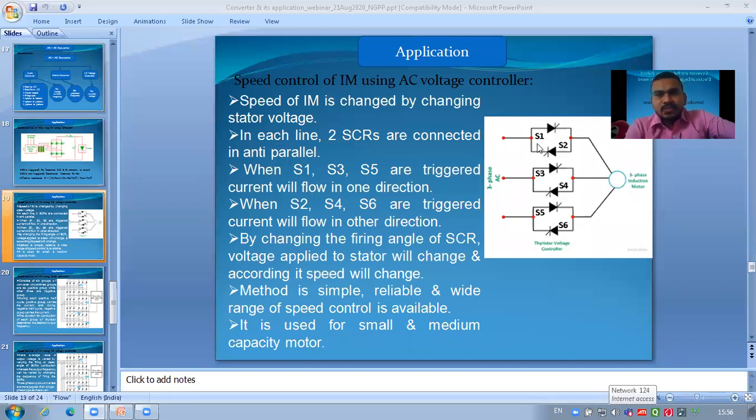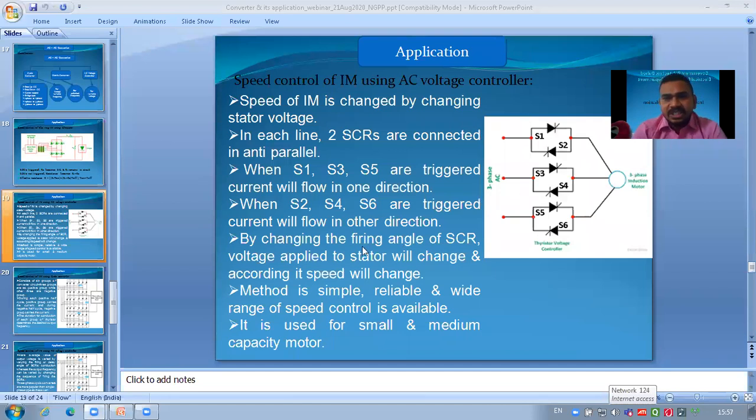Okay, when S1, S3 and S5 are turned on or triggered, current will flow in this direction. And when S2, S4 and S6 are turned on or triggered, the direction of current is like this. So the opposite direction of current will flow. Now how can we adjust the stator voltage, or how can we increase or decrease the stator voltage? By triggering or switching these SCRs, we can control or adjust the speed.